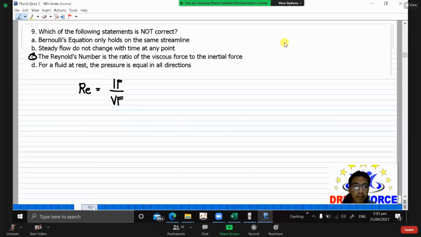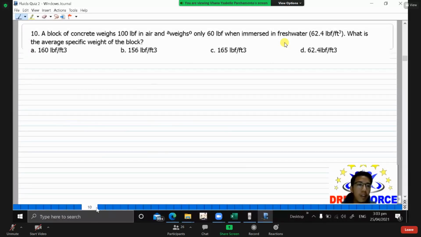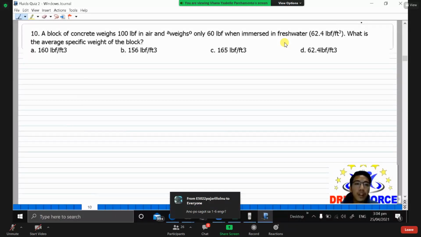Tama, si Reynolds number. Okay, next number 10. Okay, so a block of concrete weighs 100-pound force in air and weighs only 60-pound force when immersed in fresh water. Okay, given dito yung kanyang density ng fresh water or specific weight. Okay, what is the average specific weight of the block?